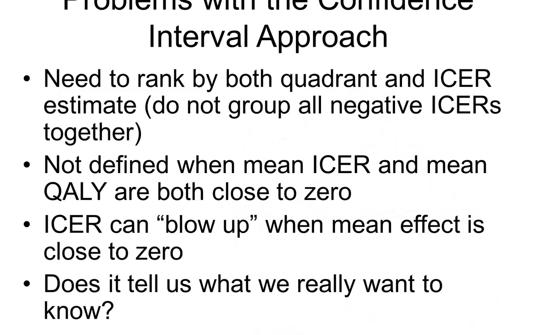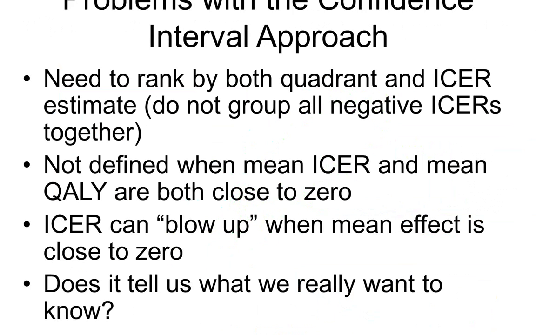There are, however, some problems with the confidence interval approach. What I haven't actually shown you is that we need to rank the estimates both by quadrant and by the ICER. If we just listed the ICERs from negative to positive, we would be listing those both in the good southeast quadrant and that really bad northwest quadrant.